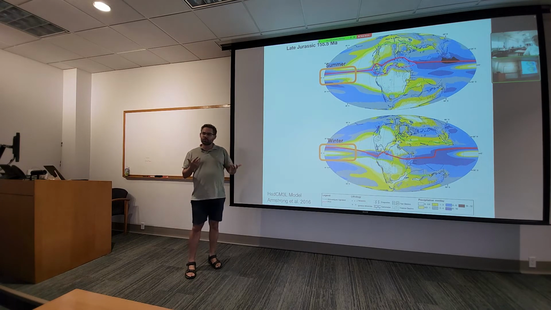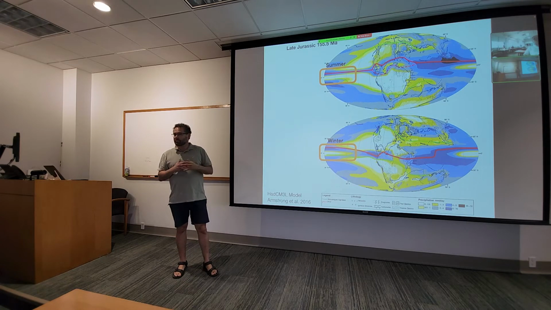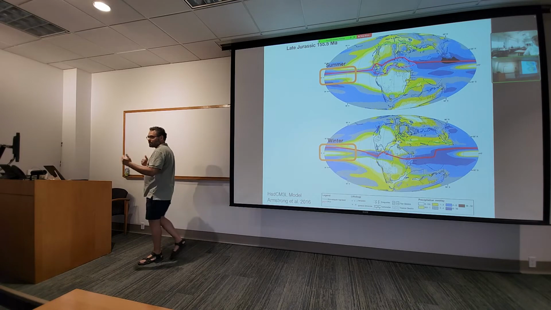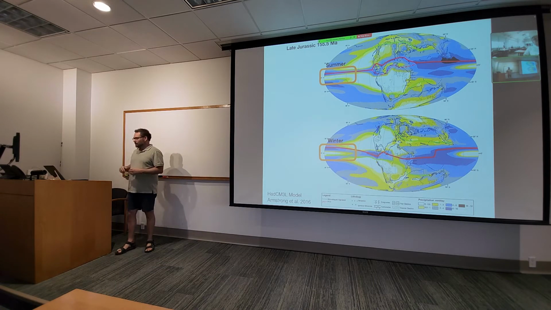And usually when we try to interpret paleo records, we assume that the precipitation bands migrate towards the warming hemisphere, but that's not necessarily the case in the seasonal cycle in past climates that are dominated by double ITCZs.